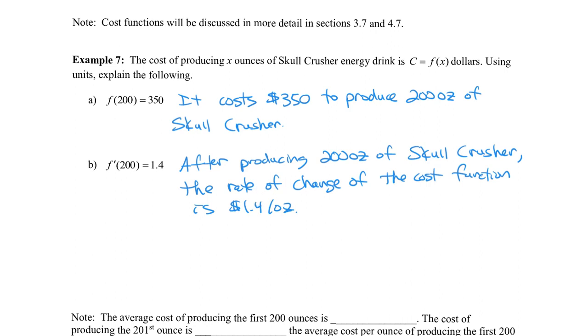Or what's probably more useful is to think of it like this. We have made 200 ounces of Skull Crusher. If we make 1 more ounce, it's going to cost $1.40 because the rate of change at that point is $1.40 per ounce. So an easier way to say this, and maybe more useful if you are making a business decision, you could say the 201st ounce will cost approximately $1.40 to produce.